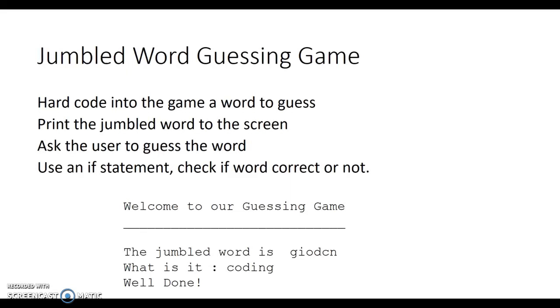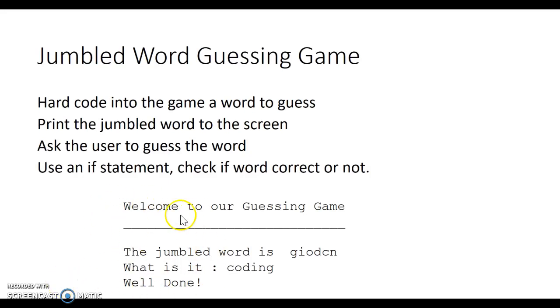Okay, I'm going to walk you through a jumbled word guessing game. So in this simple game, we're going to hard code into the game a word which we want the user to guess. We're going to print the jumbled word to the screen, and then we're going to ask the user to guess what the word is. And then using an if statement, we're going to check if the word is correct or not.